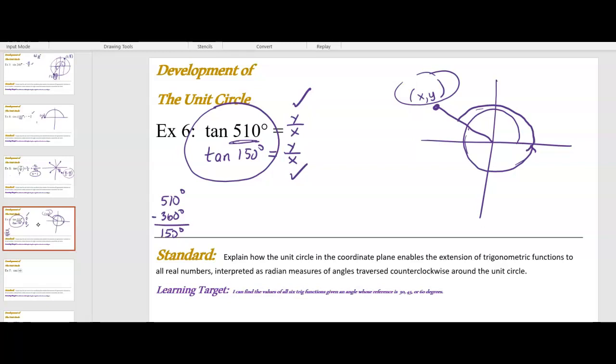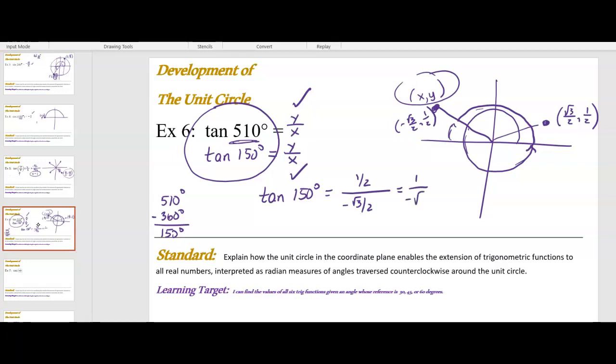So now we're trying to find tangent of 150 degrees. Remember, 150 is my reference of 30. So what's my reference of 30? When I think of 30, I think of root 3 over 2, 1/2. So now I'm over here, which is going to be negative root 3 over 2 and 1/2. So tangent of 150 is 1/2 over negative root 3 over 2. You're going to see these numbers being divided over and over. The 2's cancel out. We've seen that before.